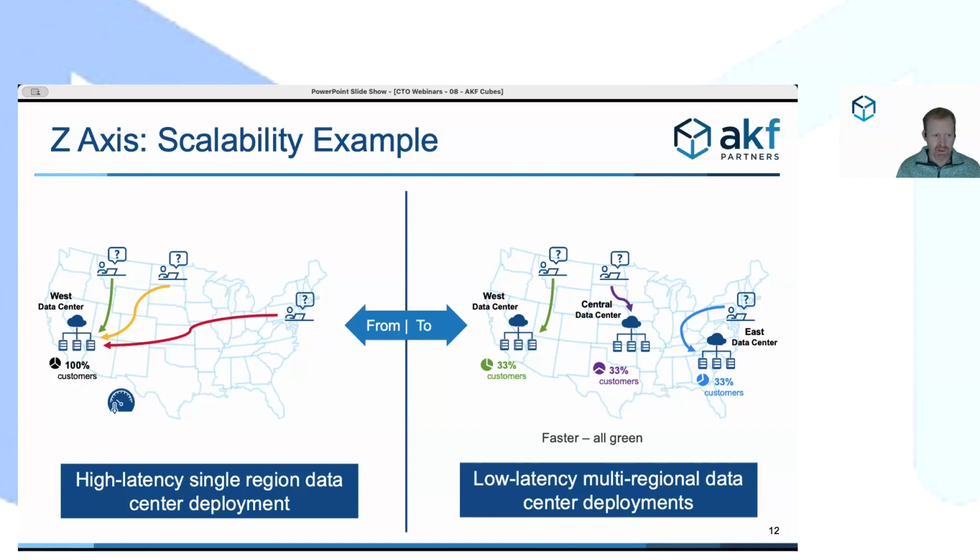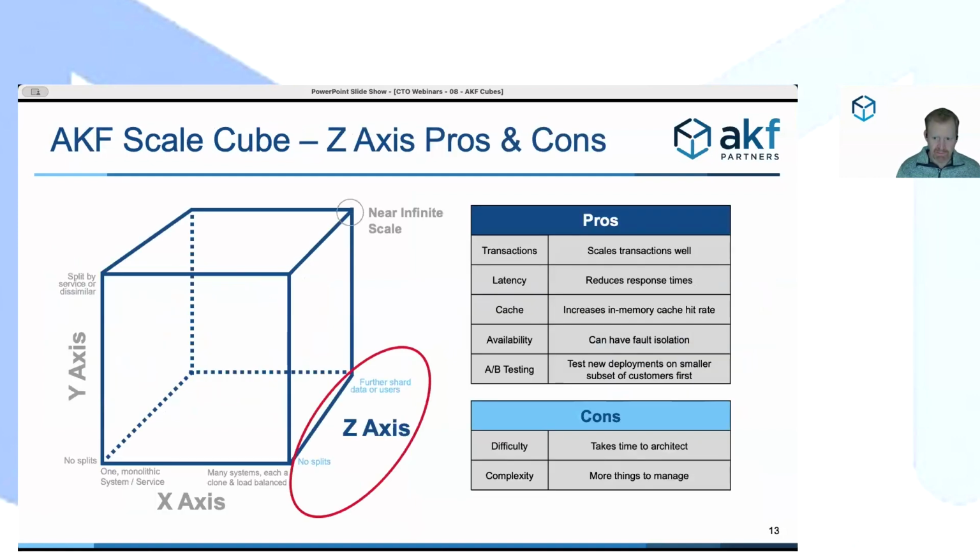You might have more traffic in the east, but that allows you to scale up in the east and maybe not as much in the central, maybe more in the west coast. But you also get the benefits of higher performance in addition to the smaller blast radius. So pros, also scales transactions well, reduces response times because you're moving closer to the user. There's fewer network hops. And we'll get to your question in just a second here, Nicholas.